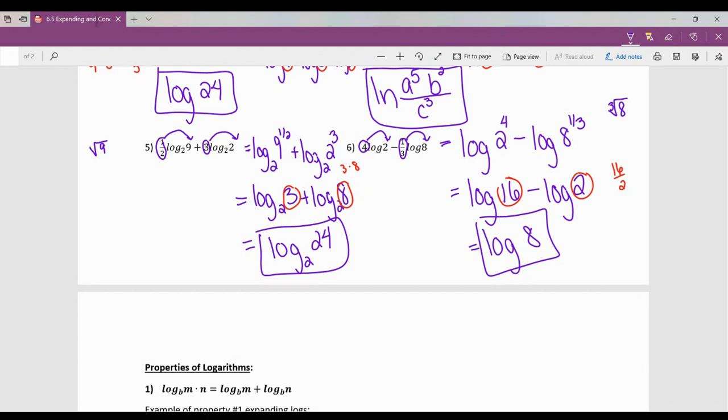All right, you guys now try the condensing one. The one thing to remember is when you have an exponent of 1/2, that's the square root. An exponent of 1/3, that's a cube root. Okay, so be on the lookout for those.